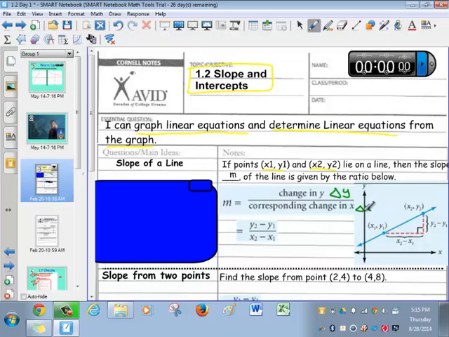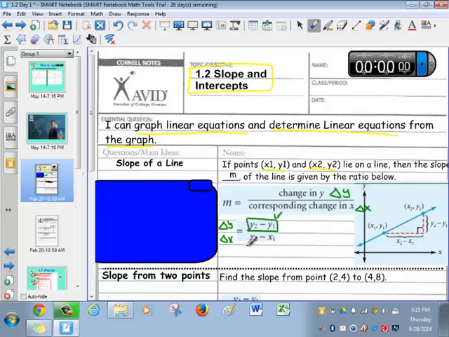Delta is like a thing of change, okay? And this actually simplifies to this right here. The change in y is really y2 minus y1. That is change in y. Let's just put that change in y right there. And x2 minus x1 is really change in x, or delta x, okay? This is your slope, okay?